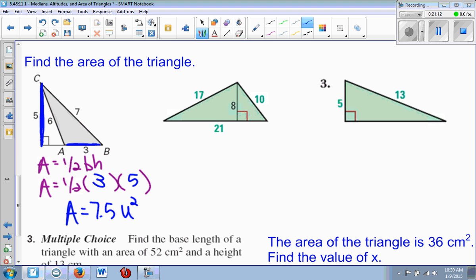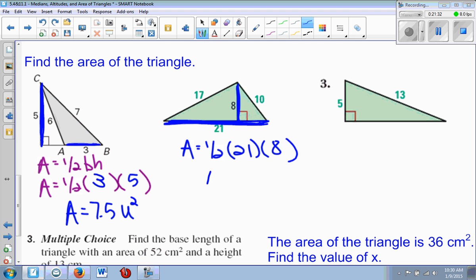In the next problem, again, 4 lengths given. Only 2 of them are necessary, so we have to pick the correct 2. Base and height always have to meet at a right angle. So the ones I'm highlighting here in blue are your base and height: 21 for the base, 8 for the height. And again, the 8 is an altitude.